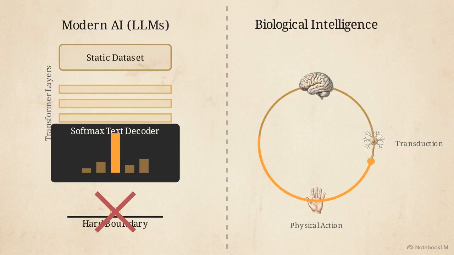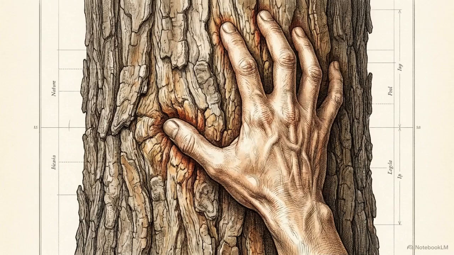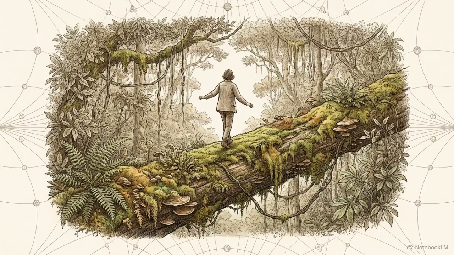The system's output is cut off from any physical consequence. It generates text, but it cannot sense the impact of that action on a physical environment. It acts, but it does not interact. Biology, by contrast, operates without abstract symbols. Biological intelligence relies on continuous physical transduction from the environment. The system and its surroundings are part of a single, continuous feedback loop.